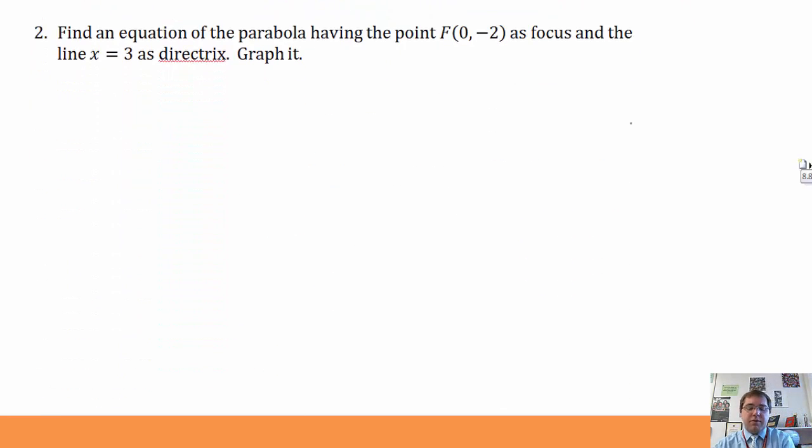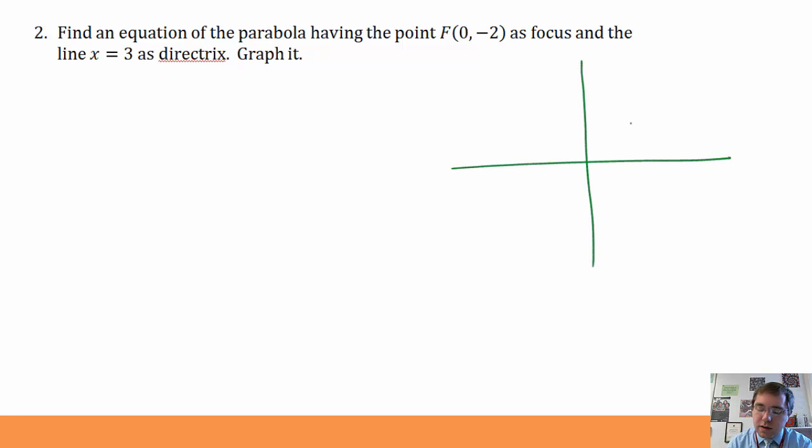Number 2, find an equation of the parabola having the point F, which would be (0, negative 2), as the focus, and the line x equals 3 as the directrix, and graph it. We're going to find an equation where the focus is at (0, negative 2), right there. The directrix is the line x equals 3.